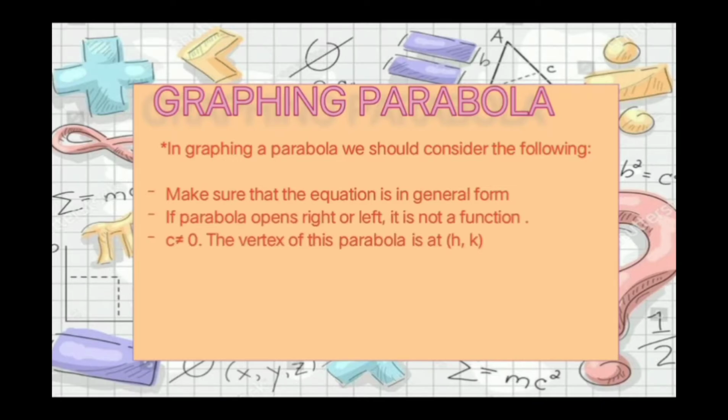If the parabola opens to the right or left, therefore, it is not a function. Always remember that c is always equal to 0. There are two types of vertices of a parabola. One is at (h, k), and the other one is at the origin. But we will only be discussing a parabola whose vertex is at (h, k).